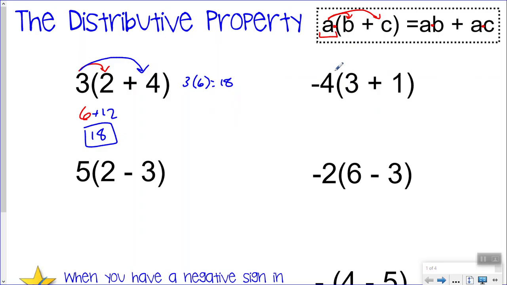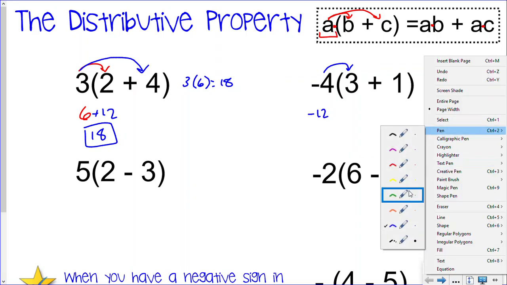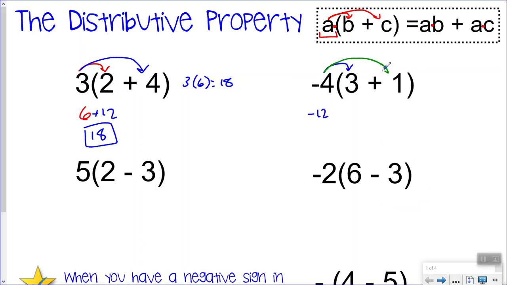For this next one, we're going to do the same thing. So negative 4 times 3 is negative 12. Then we have our next multiplication problem, negative 4 times 1, which is negative 4. I have 12 negatives, I get 4 more negatives, I only have negatives, that means I have 16 negatives for my final answer. And again, we could use the order of operations to check our work. Inside the parentheses, 3 plus 1 is 4, and negative 4 times 4 is negative 16. Go ahead and try the next example on your own.